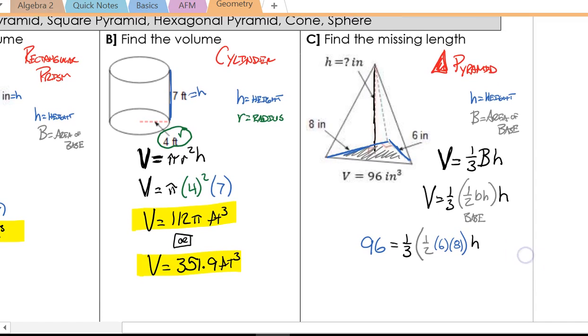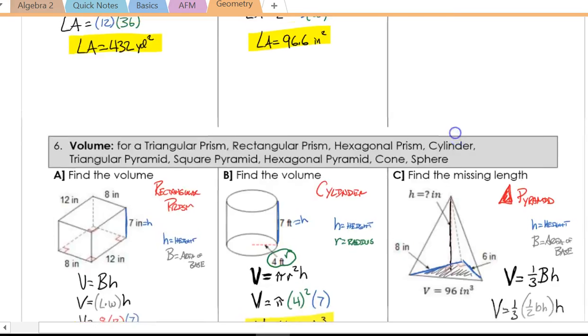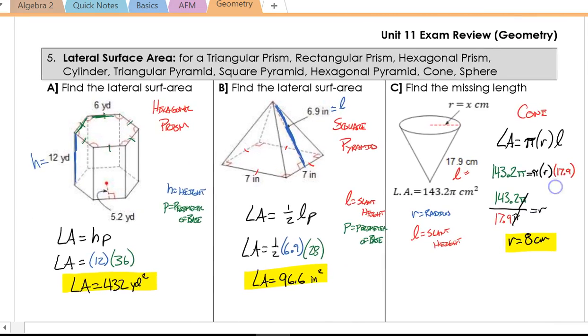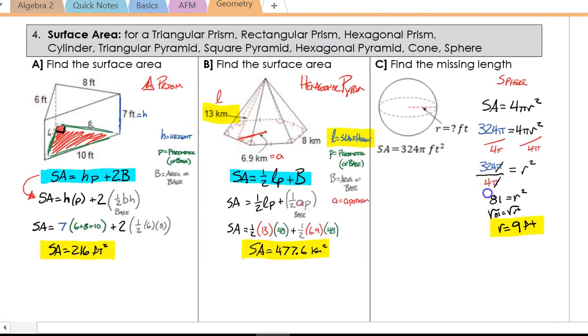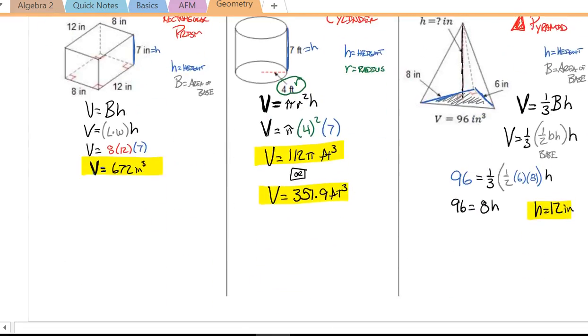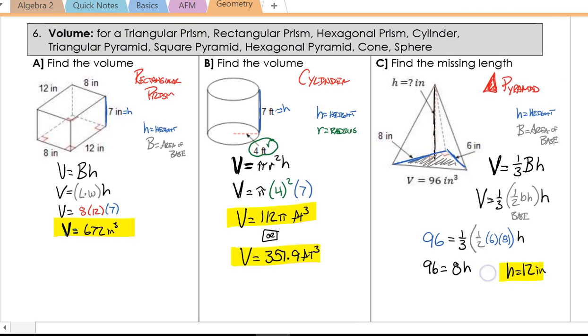We can go ahead and simplify this down. Let's multiply all this out. 1/3 times 1/2 times 6 times 8 gives me a value of 8. So 96 equals 8h. Divide both sides by 8, and we get h is equal to 12 inches, our missing value. So once again, in all three of these examples, or in all three of these sections, we've seen where we're using formulas not only to find the actual value, but also using the formulas to find a missing dimension from the given formula. Perfect.